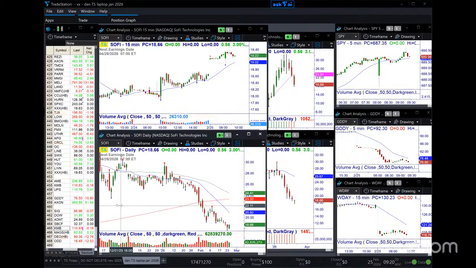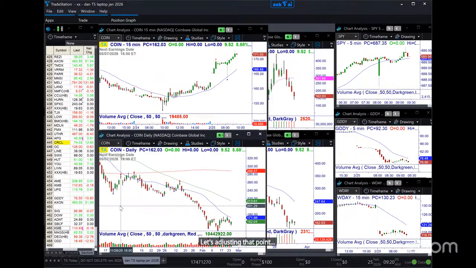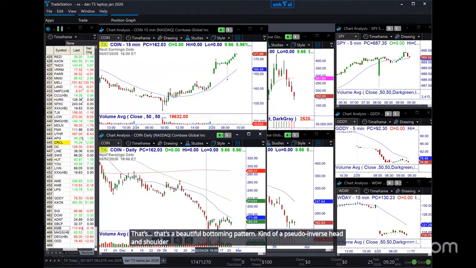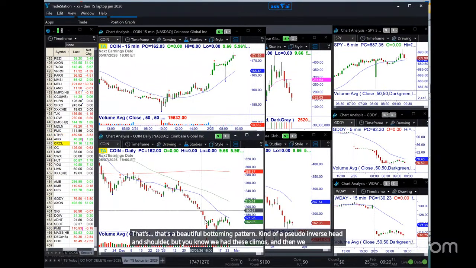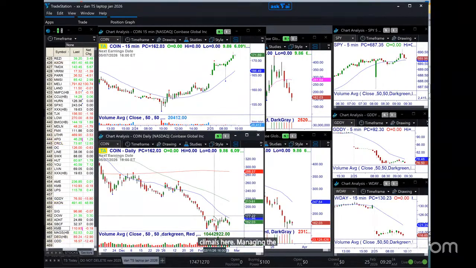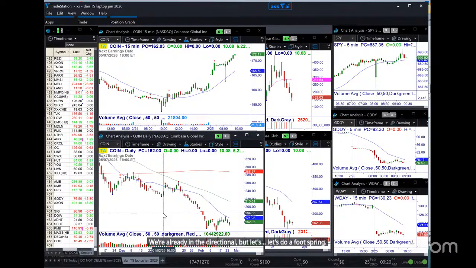So that's adjusting that coin we're in. That's a beautiful bottoming pattern. Kind of a pseudo inverse head and shoulder, but we had these climos and then we were all focused on climos here, managing the bounce on the climo, then watching for potential W bottoms, and this was a new low plus. And having a hard time getting going, but now with the gap up, that looks great for 30-minute high and put spread. We're already in the directional, but let's do a put spread. And I think that's it.